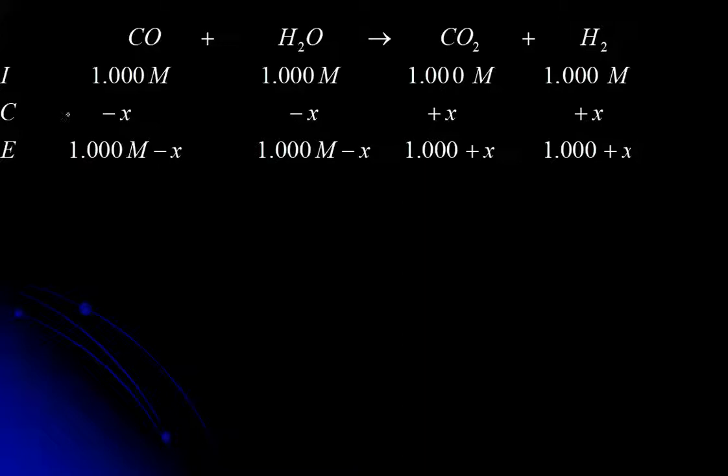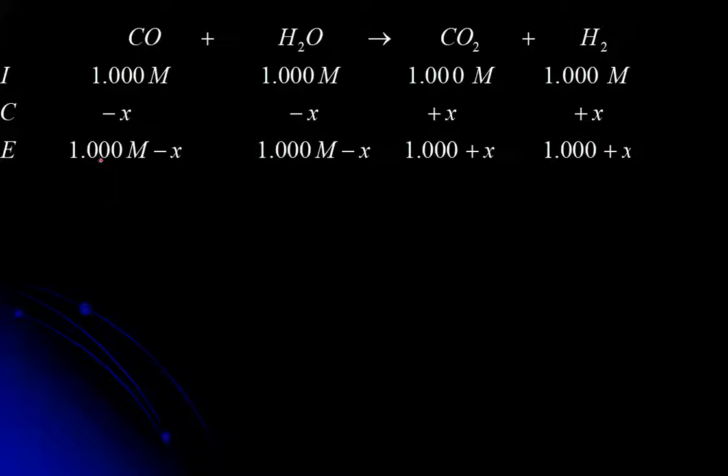So what I've done is I've used my Q to determine the direction of shift. I'm going to make products. I've assigned an unknown because I don't know how much the change is, and I carry those values down by adding my I and my C row to get my E row. Now, the question was, how much do we have at equilibrium? Well, right now I've got a bunch of x's in there. So how in the world am I going to find what that x value is?